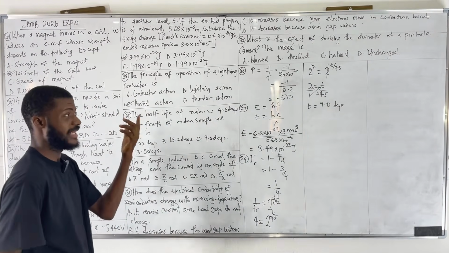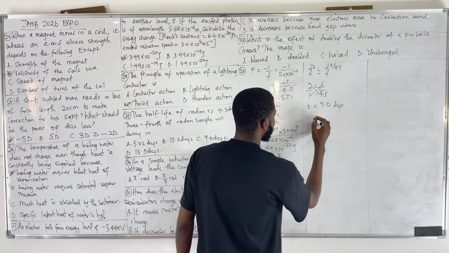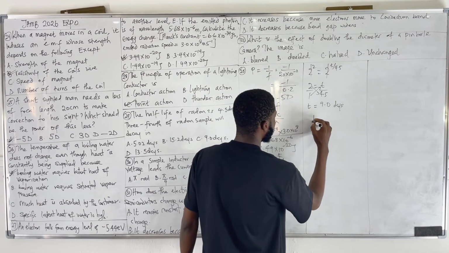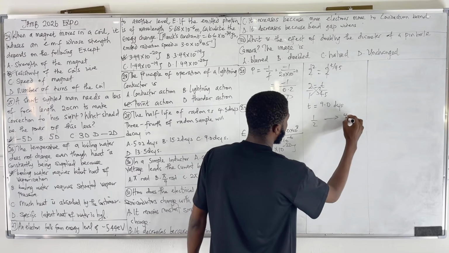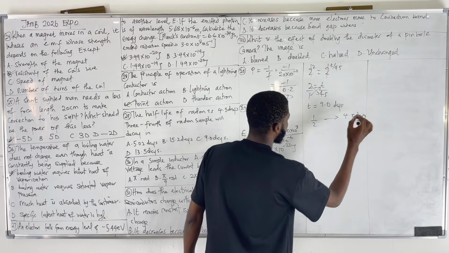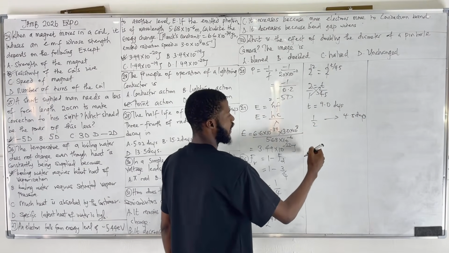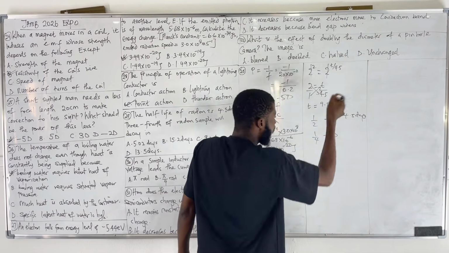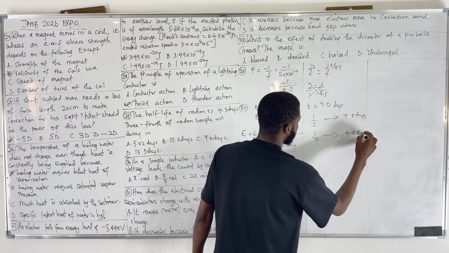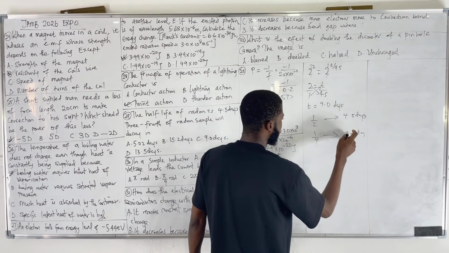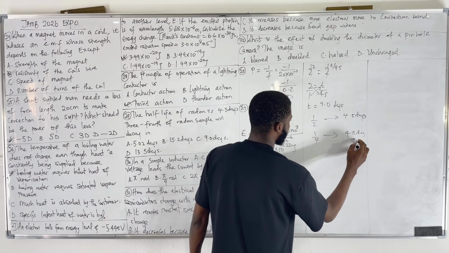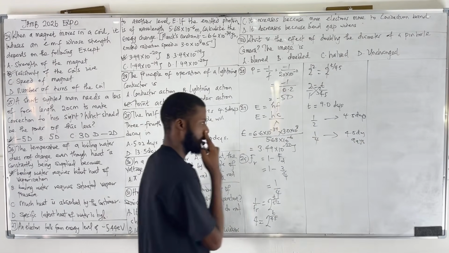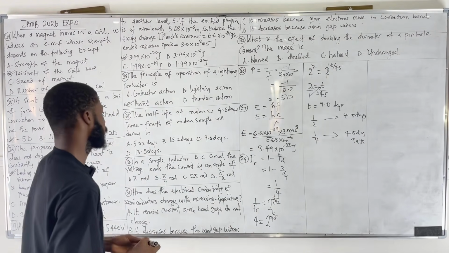Now, another way to do this is to say that it will decay to half in the first 4.5 days. Then it will go again by half. That is, half of half is a quarter in another 4.5 days. So together, this is 9 days. I think you can use that approach.